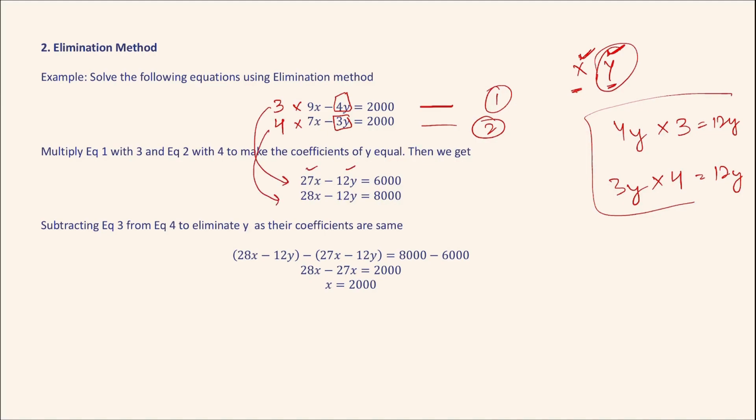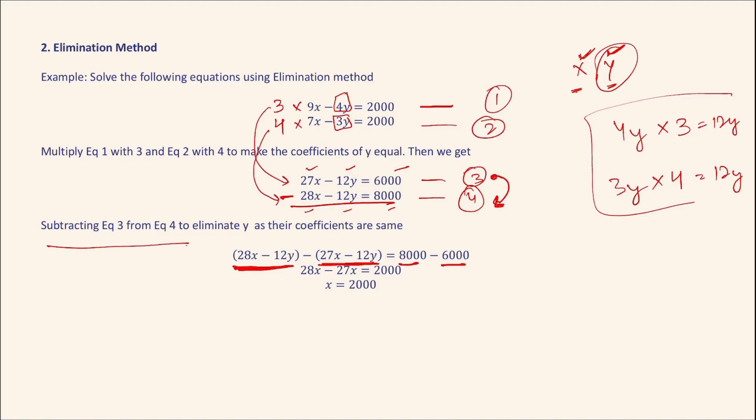27x minus 12y is equal to 6000 and 28x minus 12y is equal to 8000. Now we've gotten another two equations. Let's name them 3 and 4. Now what we will do is subtract equation 3 from equation 4, which would give us 28x minus 12y, this is from equation 4, minus 27x minus 12y, this from equation 3, and 8000 minus 6000, right? We're just subtracting these together.